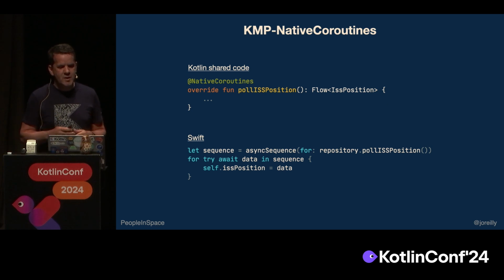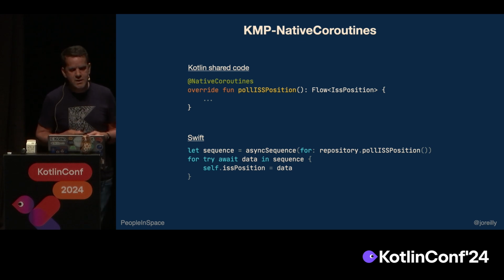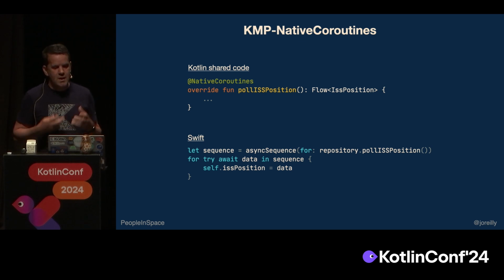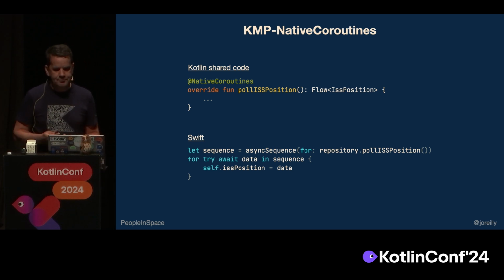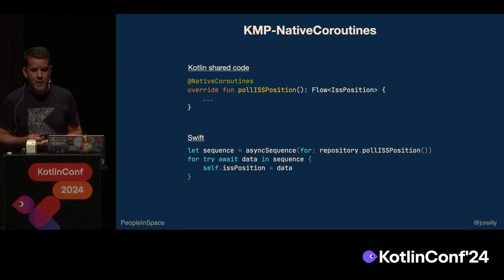Showing an example here from People in Space, where we have a Kotlin method in shared code that returns a flow representing the position of the International Space Station. And then in Swift, we use for_await to observe the data. For_await being effectively equivalent to collect in Kotlin. And note that if this is cancelled in Swift, then that cancellation gets propagated to the Kotlin flow as well. We can also use KMP-NativeCoroutines to seamlessly invoke Kotlin suspend functions using Swift's await.